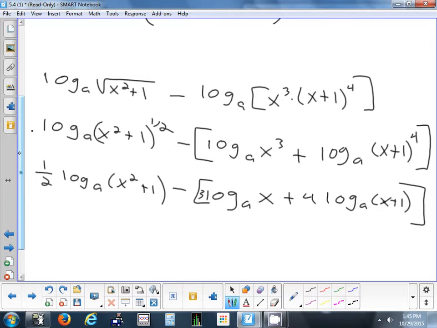Okay, and that's the hardest kind of log you have. So if you can do this one, you'll easily be able to do anything like this type on the test. I don't even think there's one quite as hard as this.